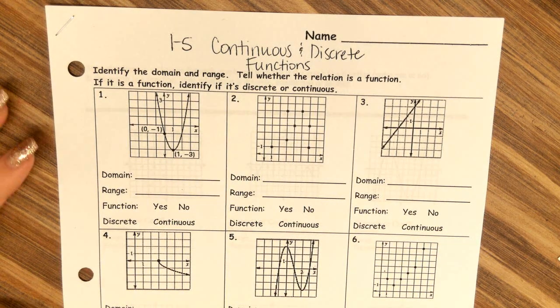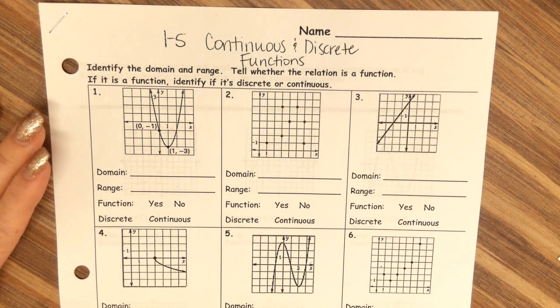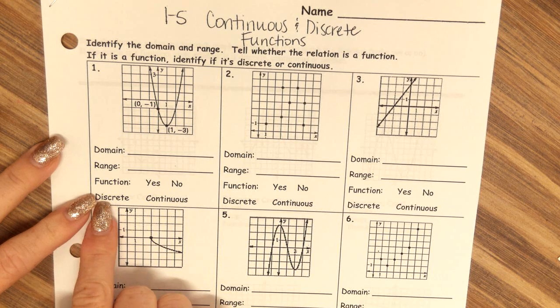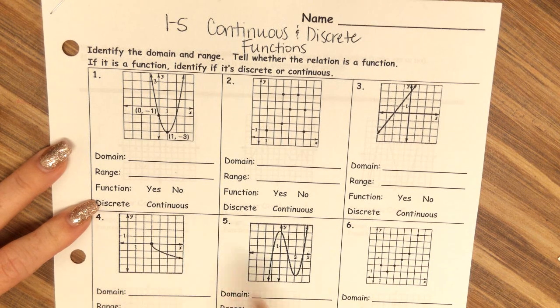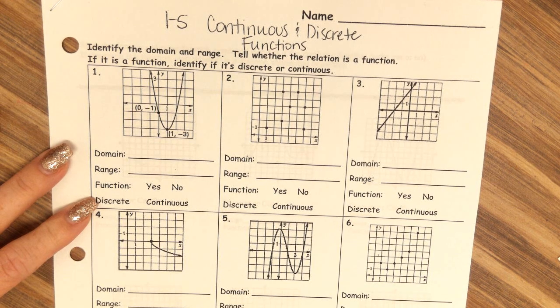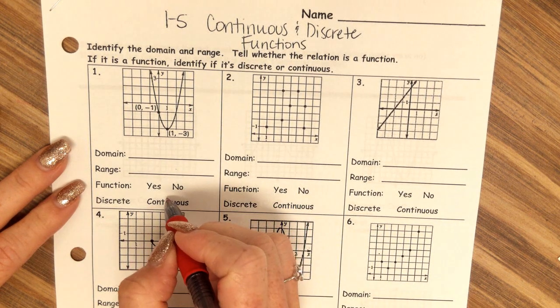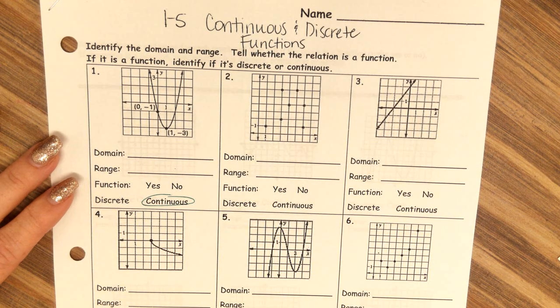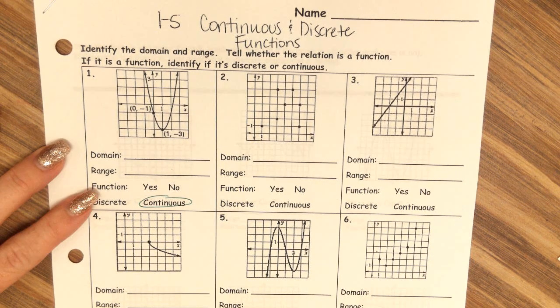On your assignment, you're going to answer 4 questions. The first thing I would do is circle if it's discrete or continuous. Y'all with me? Y'all want me to do number 1 with y'all? So number 1, what would I circle? Why? Because it's not individual dots. That's why.